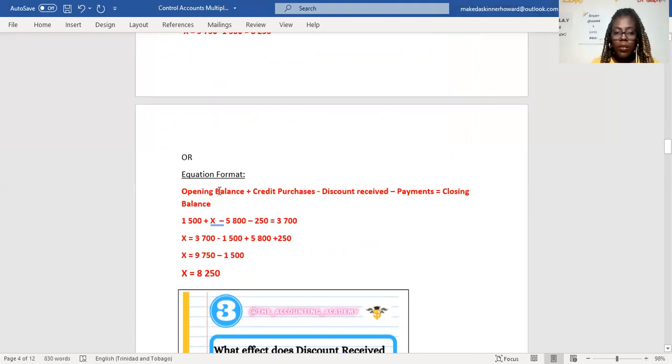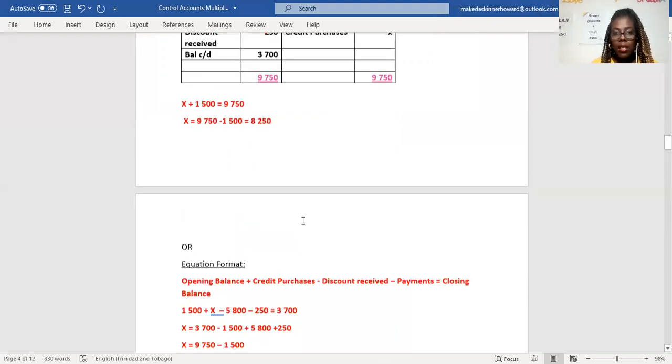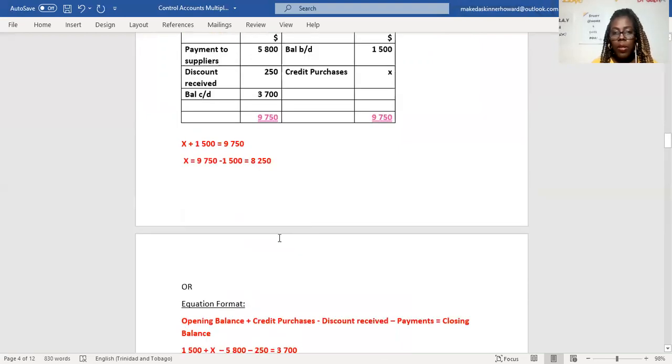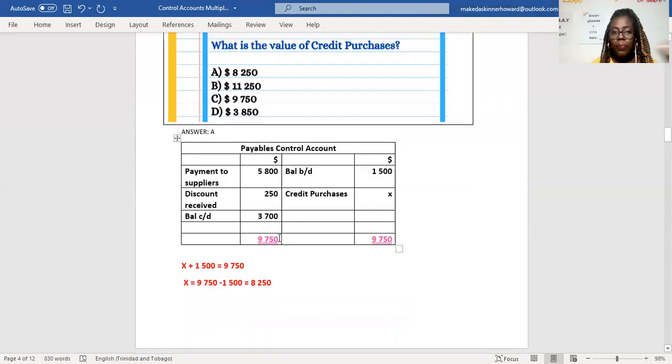So the opening balance was 1500. We don't know what the credit purchases is. So you let X represent that. Discounts received and the purchase payments would be deducted. And that's going to give you 3,700 as a closing balance. They gave us that 3,700. All right, so this is the information on the screen that they gave us.